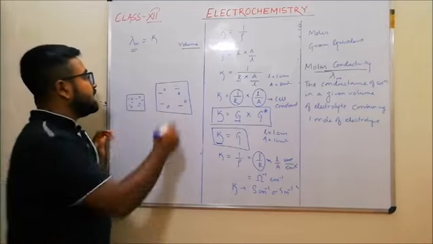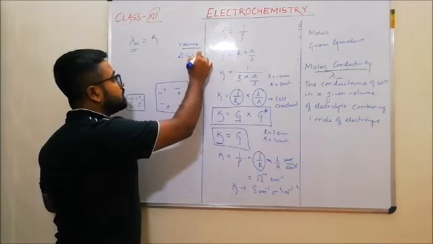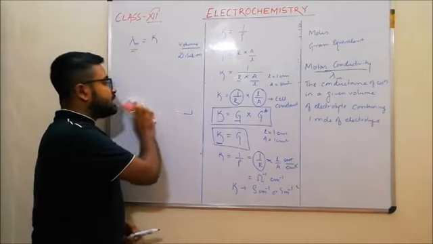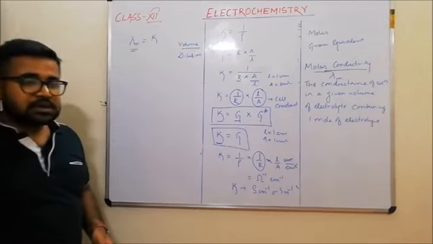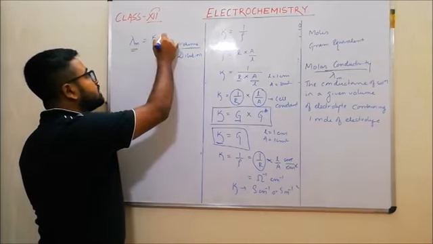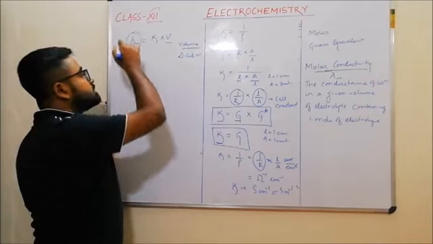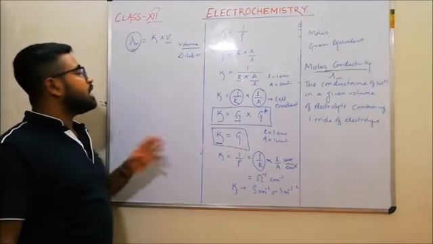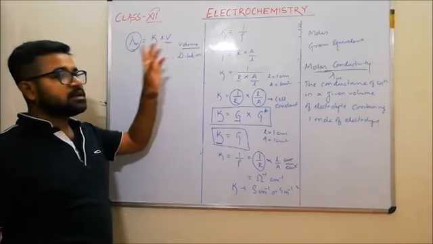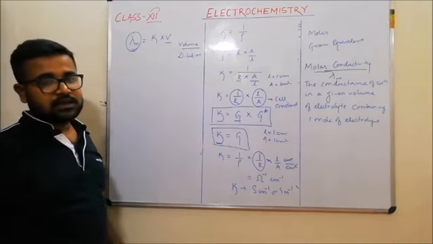So when we are diluting the solution, when we are doing the dilution, in that case what happened? The volume is increasing. So when the volume is increasing, the conductivity is increasing. So that's why we can say that the molar conductance is directly proportional to the volume. If we are increasing the volume by dilution, then the molar conductivity is increasing.